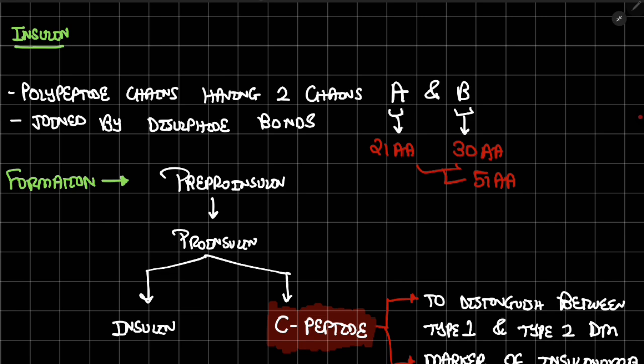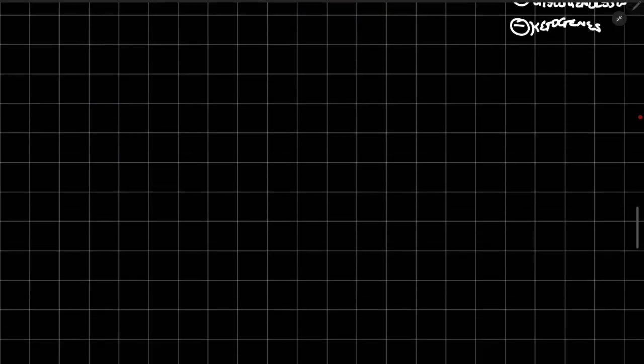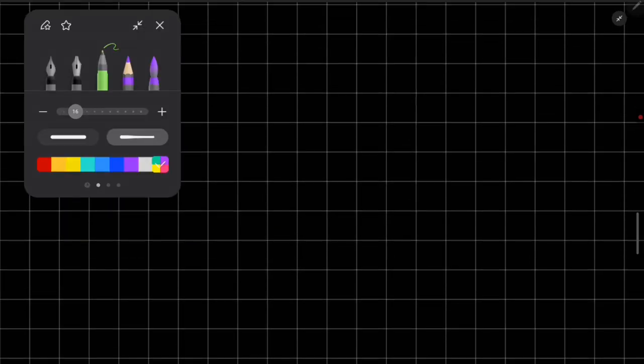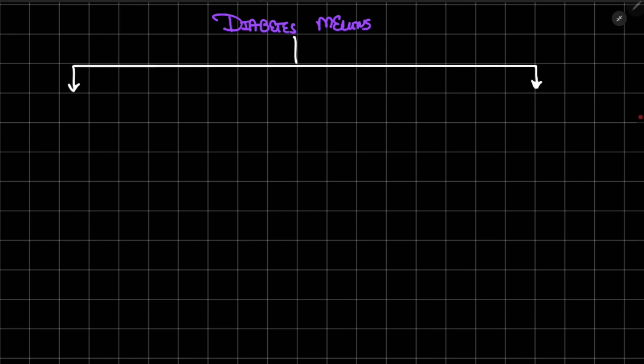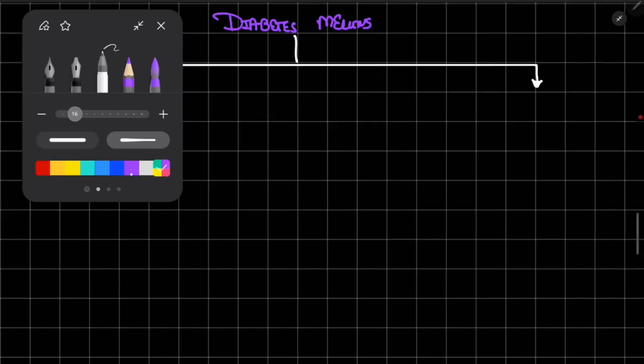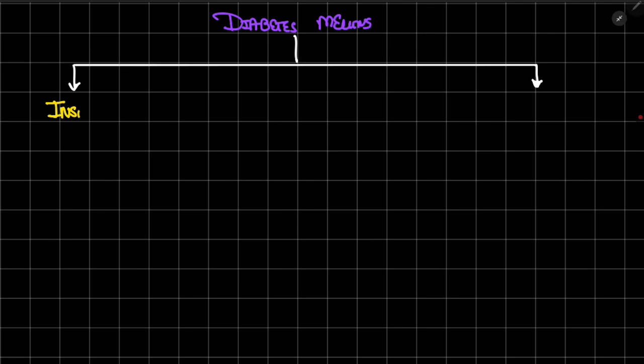Now we will talk about the drugs used for diabetes mellitus. We have two main classes, two gross classes of drugs: insulin and oral hypoglycemic drugs.